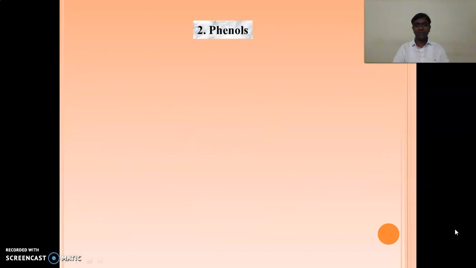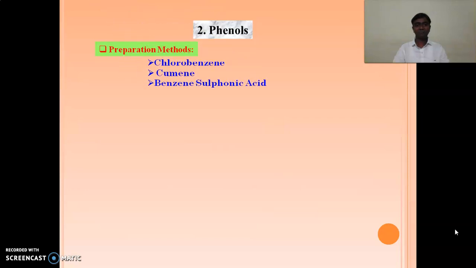In the second chapter, we have to study the phenols. So what is meant by phenols? What are the preparation methods of phenols? Or how phenols are prepared from chlorobenzene, cumene, benzene sulfonic acid, etc.